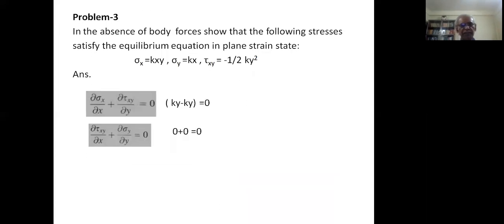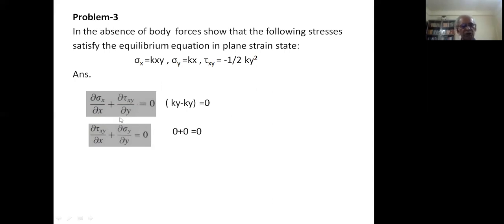So we take a very simple problem here. The problem is like this. In the absence of body force, show that the following stresses satisfy the equilibrium equations in plane strain state. And it is sigma x equal to kxy, sigma y is equal to kx, and tau xy is equal to half ky square. It's very simple.